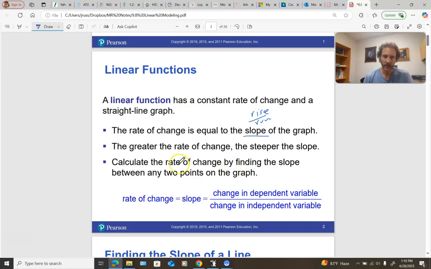All right, and we can calculate that rate of change by finding the slope between any 2 points on the graph. This just means that if you have a linear function that's graphed, you can pick any 2 points, find their associated coordinates, and figure out the change in your y divided by your change in your x's. That's what this is telling us right here.